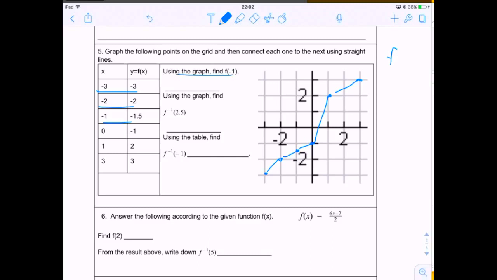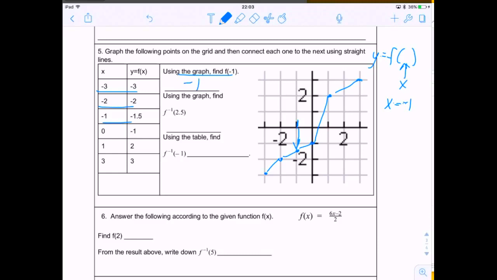Remember the notation f parentheses? What goes in here is the x coordinate. So if it says find f of -1, you're going to use -1 as the x coordinate, and then you're going to see what that function is equal to, and that's going to give you the y coordinate. So let's go find f of -1. It's right here, right? X equals -1 is there. And then we're going to follow it down and look at where the graph goes. It's at y equals -1. Okay, so we're going to say the answer is -1.